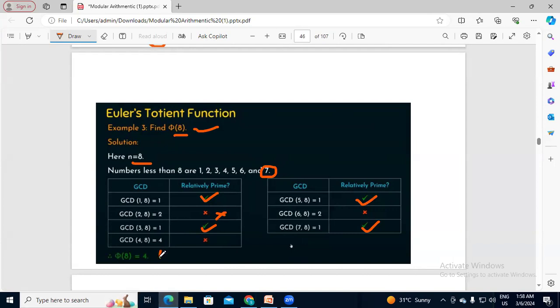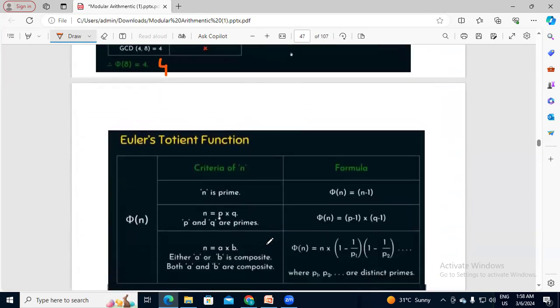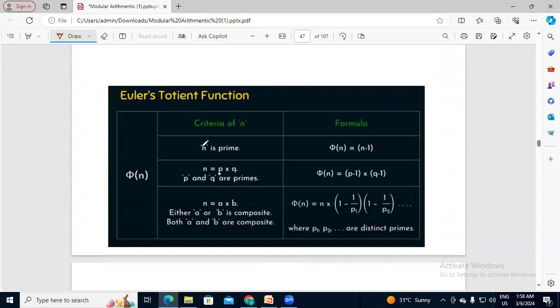Number 4, right? So again, when the number is big, finding this is very difficult. So there are a few formulas given, a shortcut method we can say, a readily available formula to calculate Euler's totient function. When n is prime, phi of n will be n minus 1. In what case? When n is a prime number.